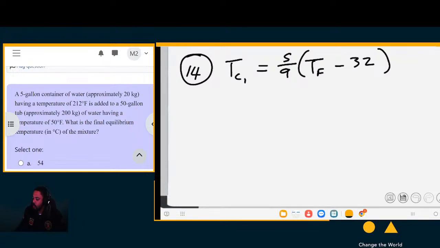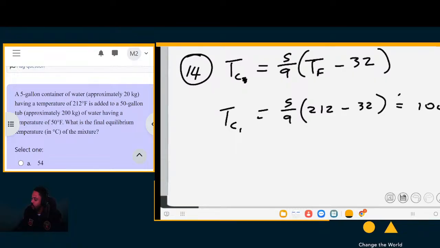So let's start with the first one. In this case we can just ignore that, it's just the temperature in Celsius. So the temperature in Celsius for the first one is 5/9 times the temperature in Fahrenheit, 212 minus 32. Multiplied by 5/9, if you work it out, that gives 100 degrees Celsius. Those of you with general knowledge know that water boils at 212 degrees Fahrenheit.